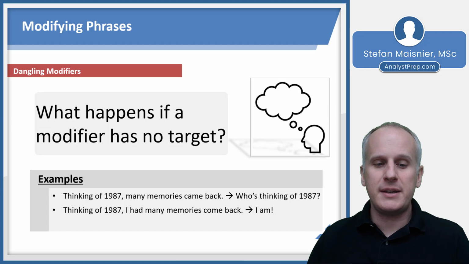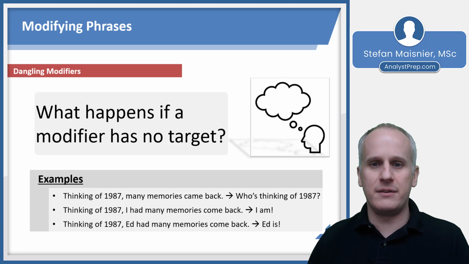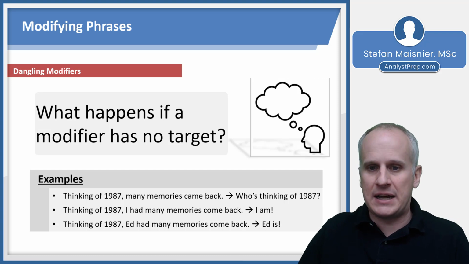I am. Alternatively, we could have a sentence such as, "Thinking of 1987, Ed had many memories come back." Now we've answered the question of who's thinking of 1987? Ed is. You have to make sure that your modifiers have a clear, unambiguous target, and not overlook and kind of fill it in yourself by thinking that a sentence such as "Thinking of 1987, many memories came back" is acceptable. It had no target for that modifier that was introducing the sentence, and that's going to cause some ambiguity that the exam definitely does not like.